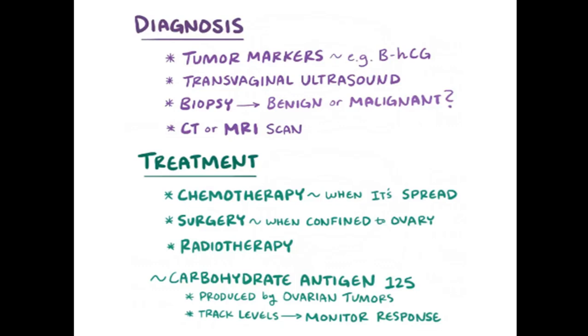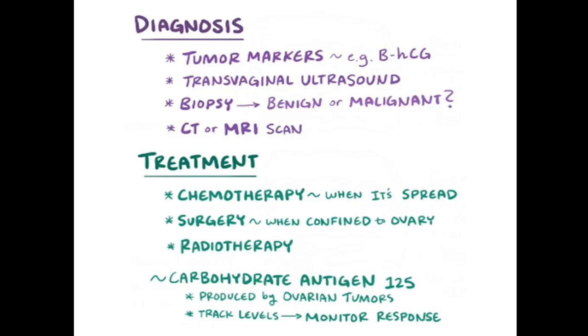So, coming to the treatment of the ovarian tumors, if the tumor is confined to the ovary, if it is lying in the ovary, then surgical removal of the ovary will solve the problem. But this depends on the time of diagnosis, that is, when we diagnose it. Unfortunately, if the tumor has spread to other parts of the body, then surgery will be of no use, and then we will proceed towards chemotherapy and radiotherapy.